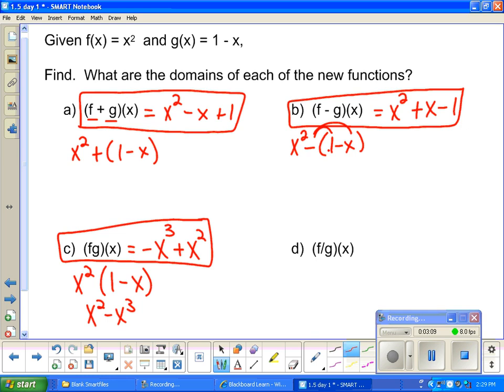So division, x squared divided by g. Now remember, I cannot simplify the x squared with this x. This is an expression, 1 minus x. It has a different value than x. All right, so this would be our final answer for the division.